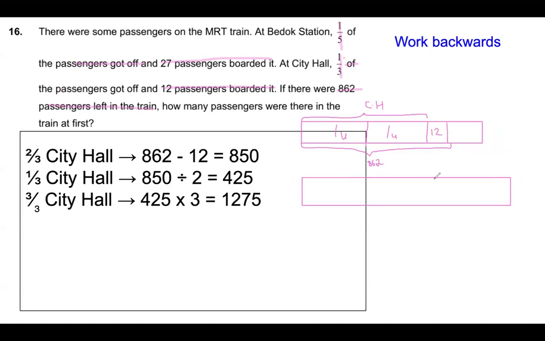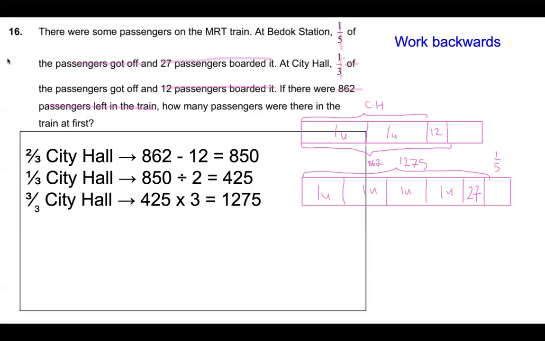Okay, so this is 1/5 of the people that alighted. So whatever is here, this 1,275, is actually with the 27 passengers that boarded, and the 4 out of 5. So this is fraction. So this is 1 unit, 1 unit, 1 unit, 1 unit.